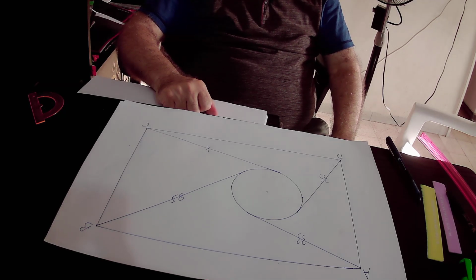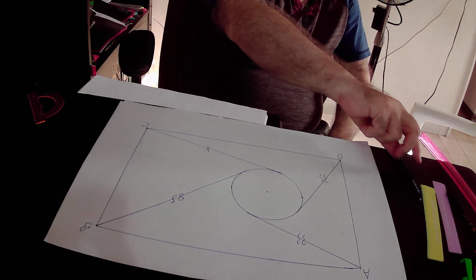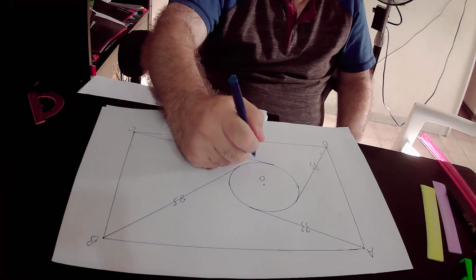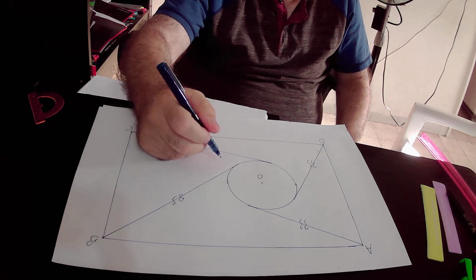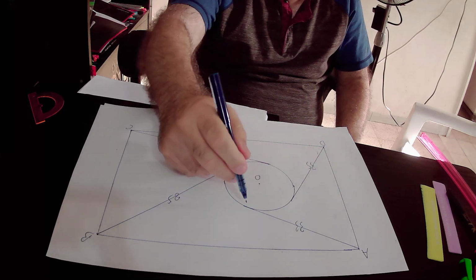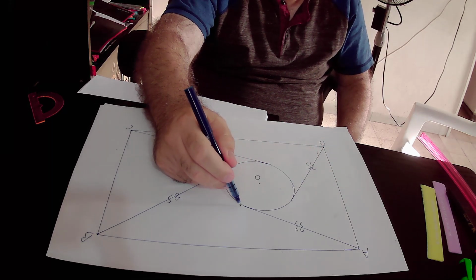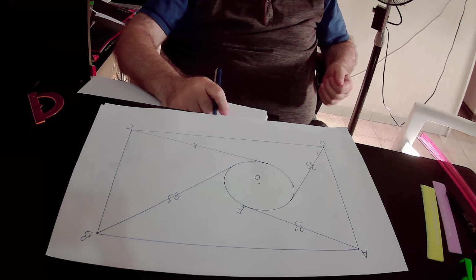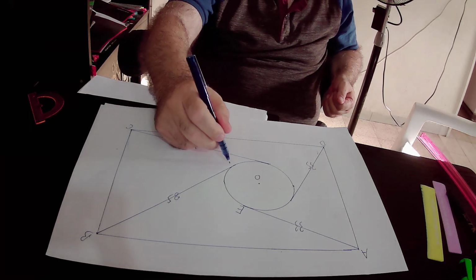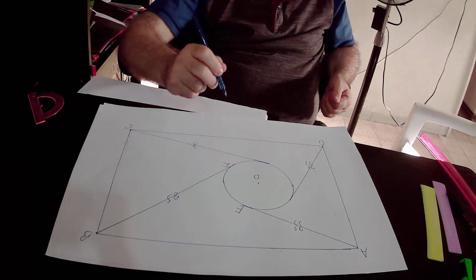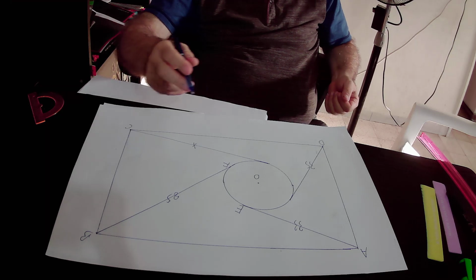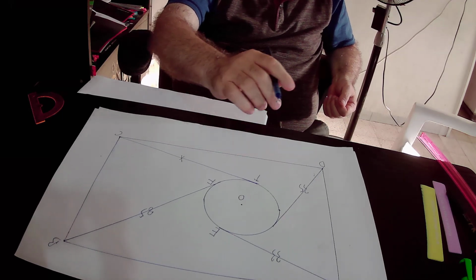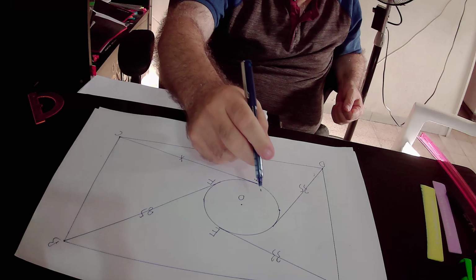Okay, so first of all, we define the center of this circle as O. We will define the point of tangency of the tangent from point A to this circle as E. We define the point of tangency of the tangent from point B to this circle as F. And we will define the point of tangency of the tangent from point C to this circle as T. And finally, we will define the point of tangency of the tangent from point D to this circle as M.